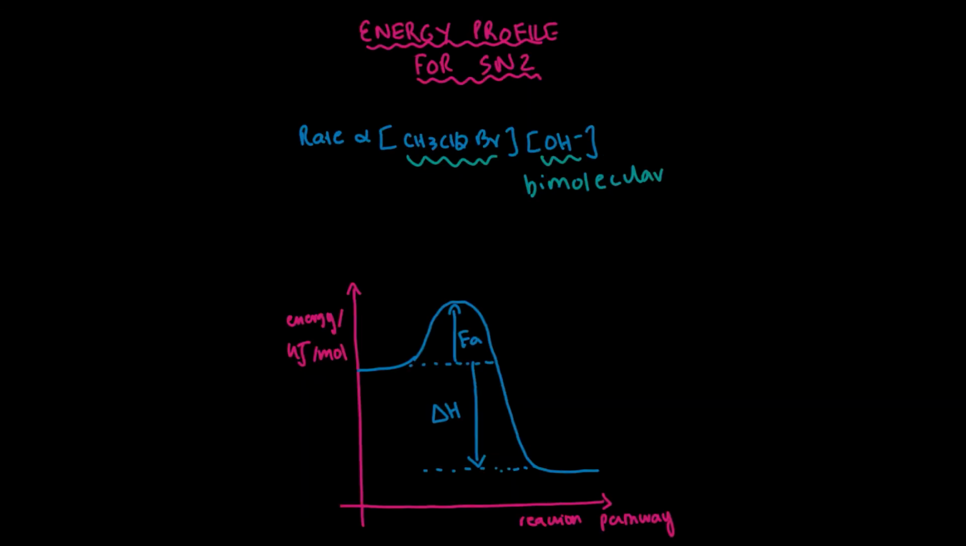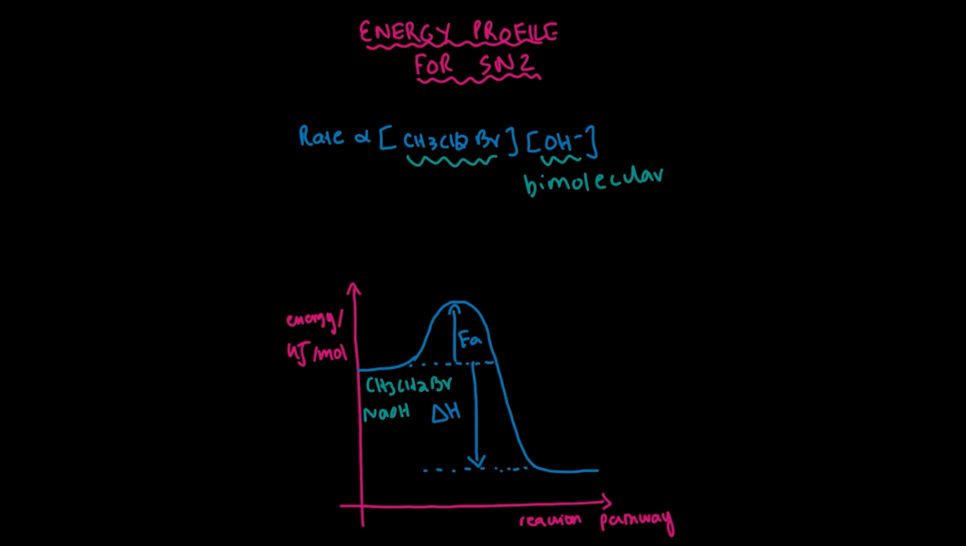Now let's talk about the energy profile diagrams for SN2 reactions. These types of reactions are called bimolecular, as the rate of these reactions depends on the concentration of two substances, which in this case are your alkyl halide and the OH- ions. So now let's look at the energy profile diagram for this particular reaction. Over here you're going to have your reactants, which are the alkyl halide and NaOH.